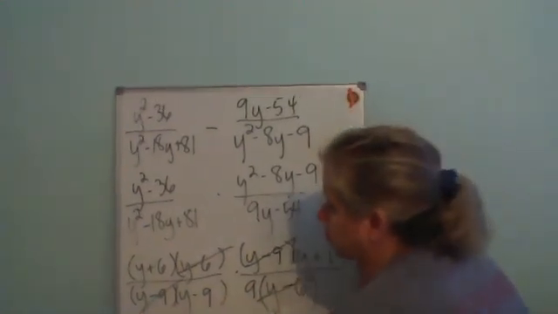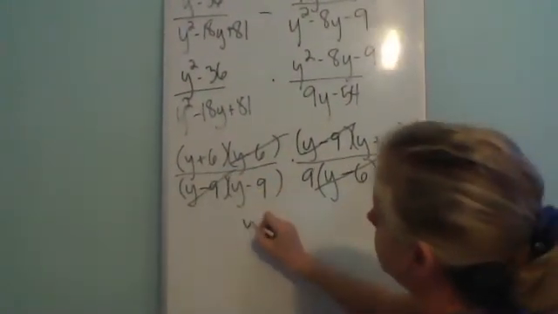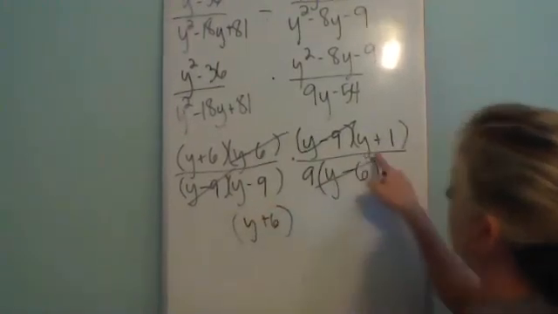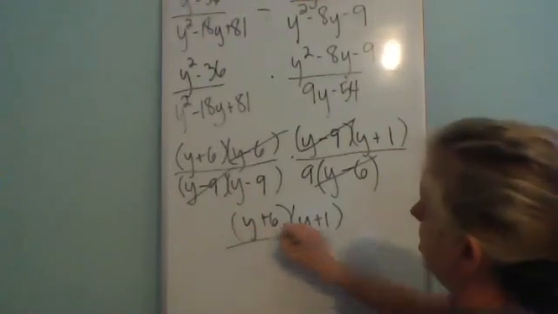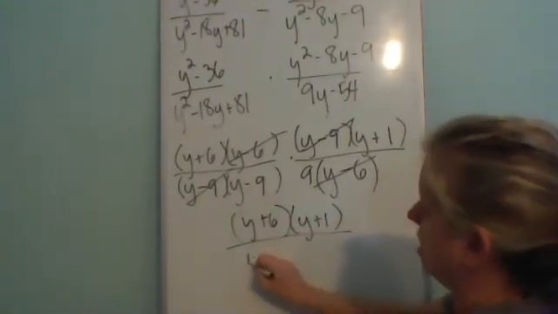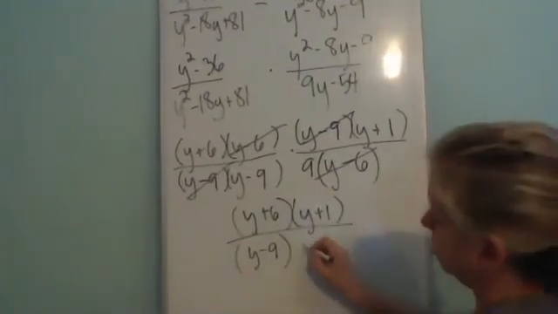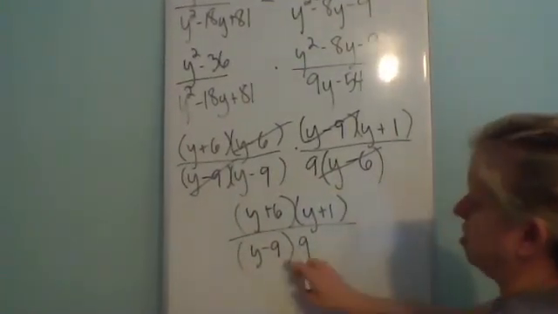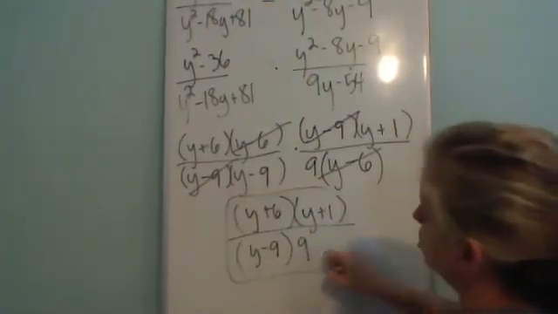So what you're left with up top is the y plus 6 and this y plus 1. And in the denominator, you're left with y minus 9 here. And what else? This 9 that you pulled out earlier is still there. So you can either put it behind the y minus 9 or in front of it, either way. So that is what you're left with, and that is your answer.